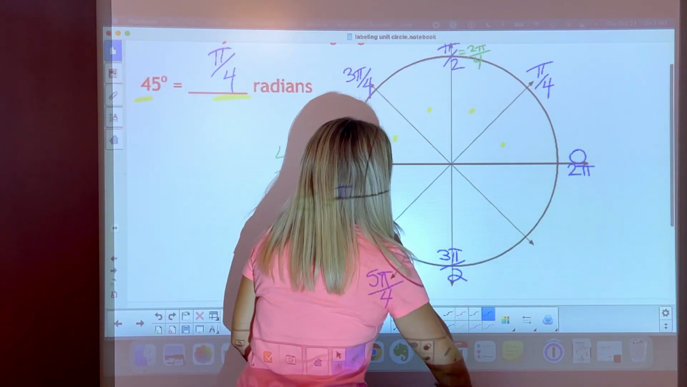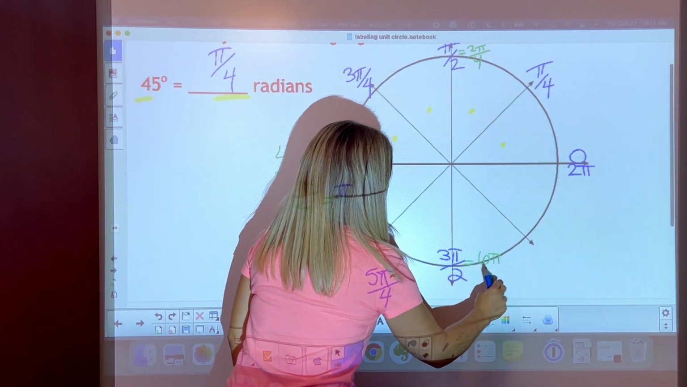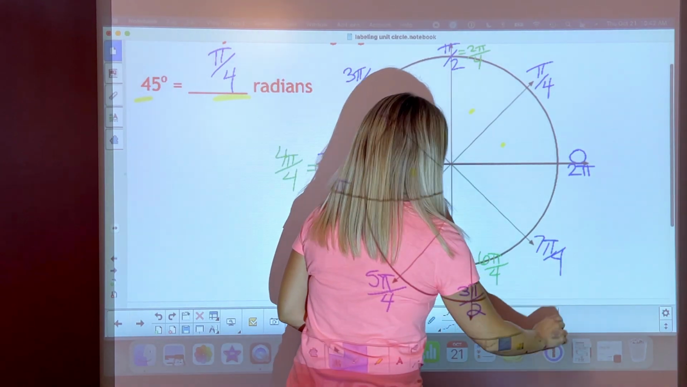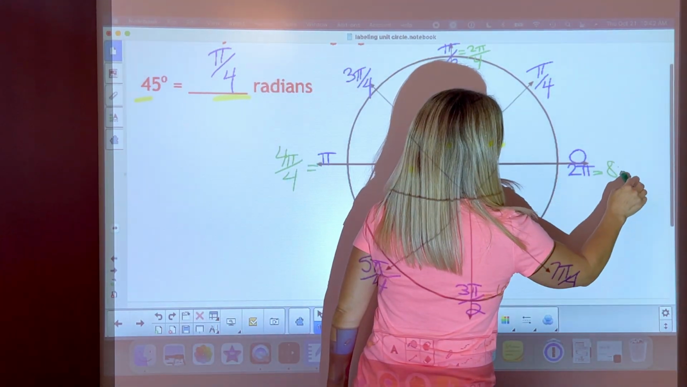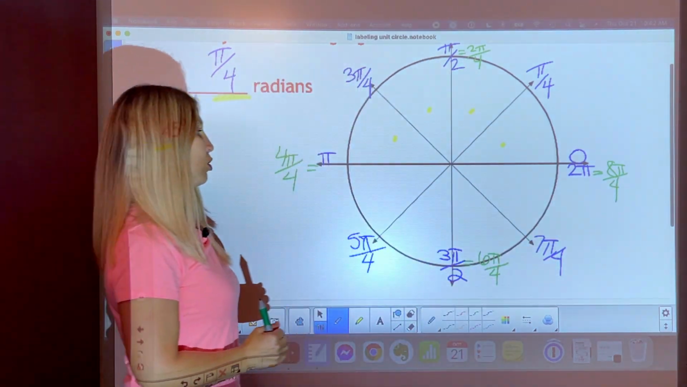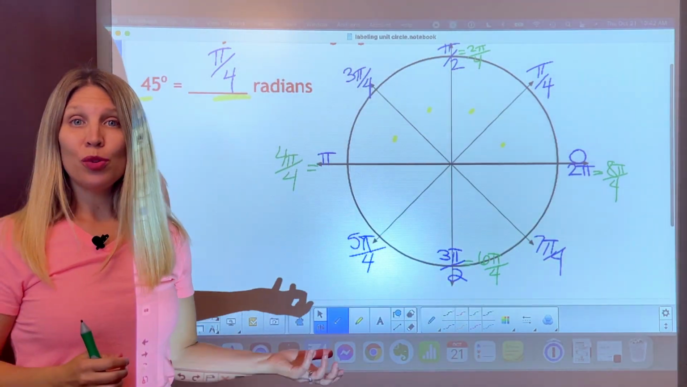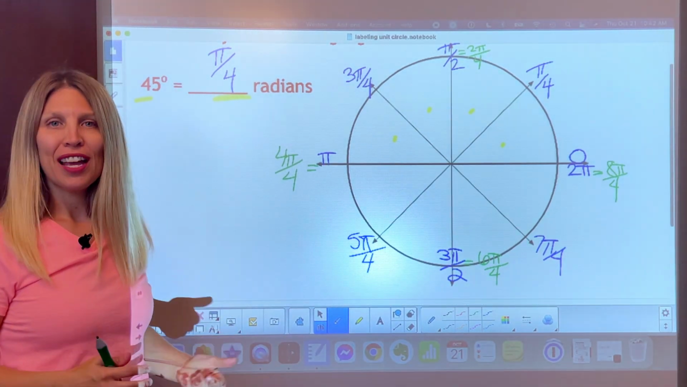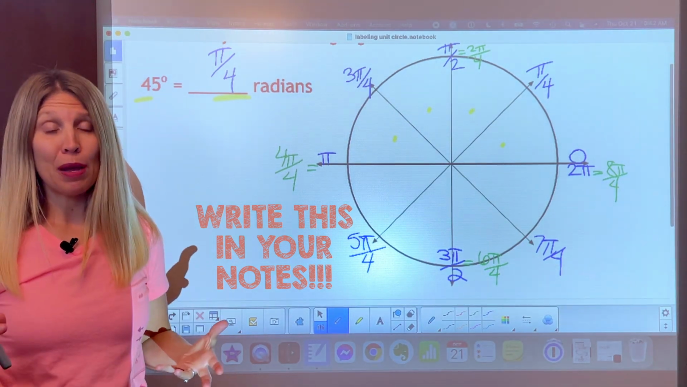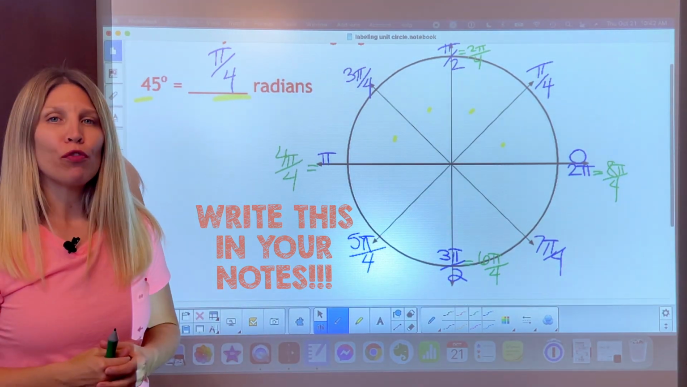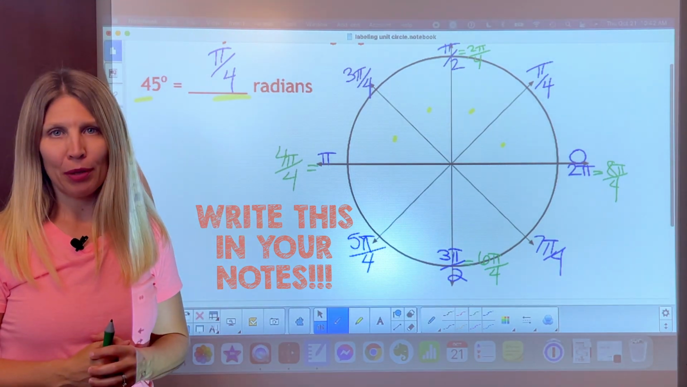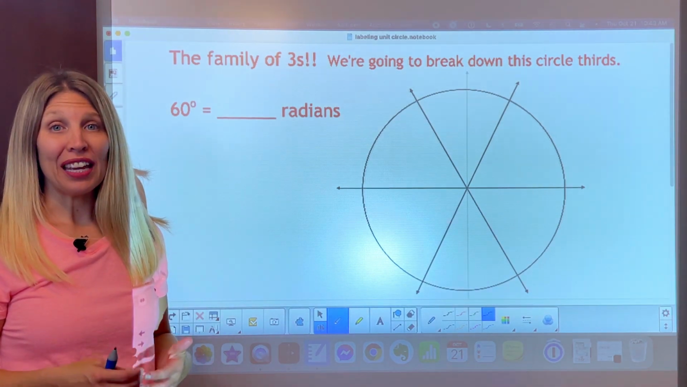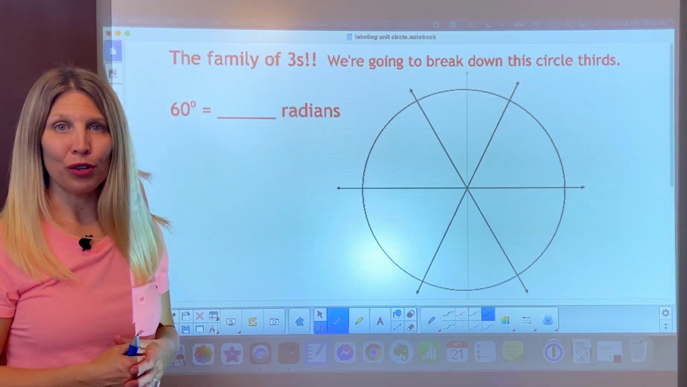Then this would technically be 6 pi over 4, but again, it's been reduced. And then 7 pi over 4, and of course, 8 pi over 4 reduces to 2 pi. So this is how you would label your unit circle in your family of 4s of pi over 4. Again, make sure you have this on a separate sheet of paper, on a colored sheet of paper, somewhere where you won't forget it, but this is your pi over 4 family and how you label it along the unit circle.